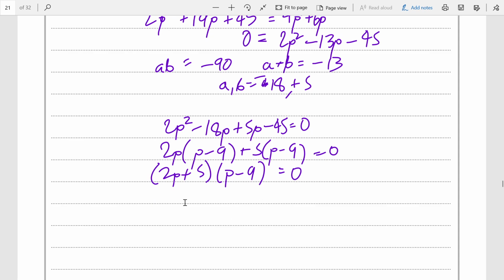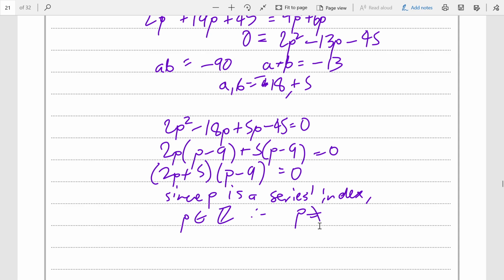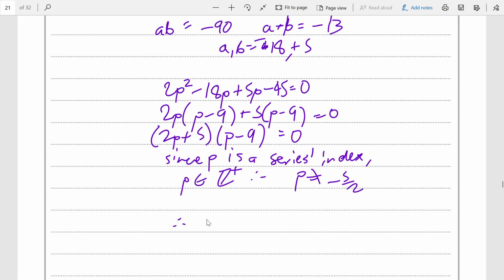But we know that since p is a series index, p must be an integer. Therefore, p cannot be negative or the integers above 1. So p cannot be negative 5 over 2, as suggested by this factor. So that means p must be equal to 9 is our only answer for this.